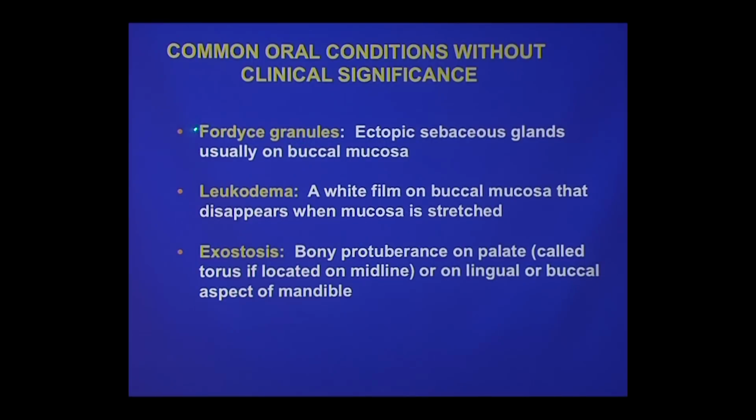Fordyce granules are little ectopic sebaceous glands that are typically inside the cheeks, and I'll show you what that looks like. A condition called leukoedema is kind of a white film on the inside of the cheek, but that disappears once we stretch the cheek. So again, it looks slightly different. Sometimes patients are referred for this because their physician or even sometimes their dentist doesn't recognize it as something that's within normal limits. But leukoedema is not considered a disease.